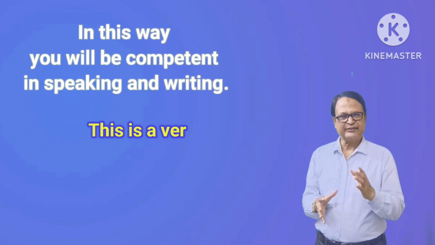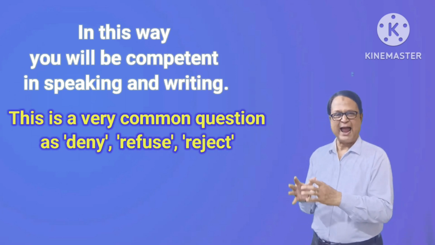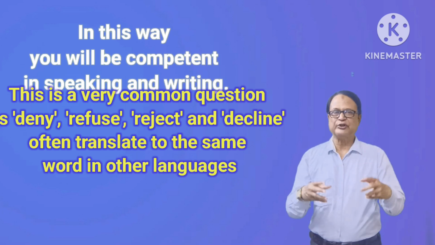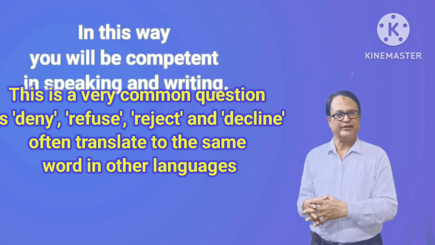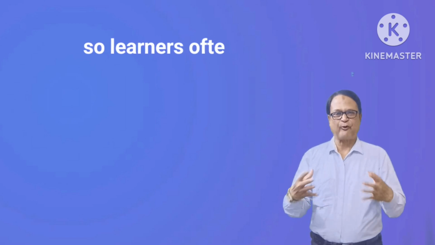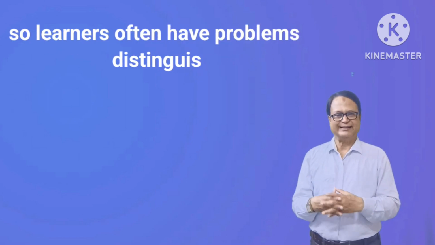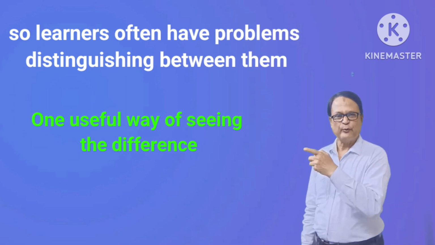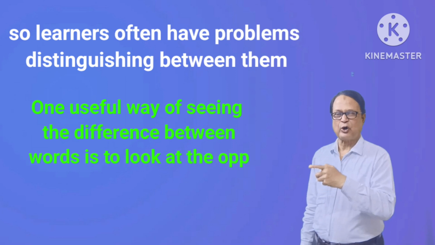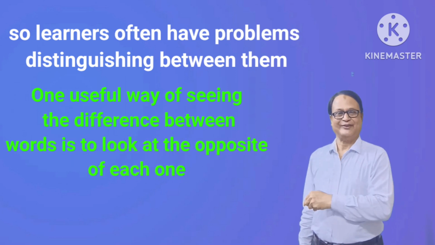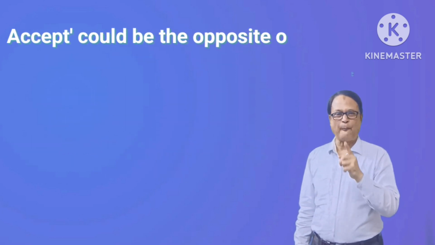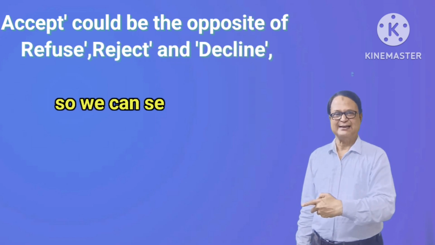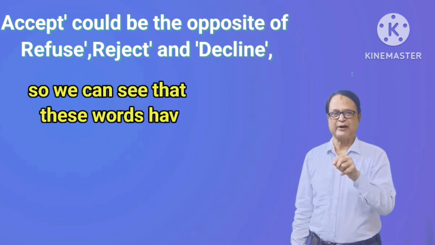Let's start. This is a very common question, as deny, refuse, reject and decline often translate to the same words in other languages. So learners often have problems distinguishing between them. One useful way of seeing the difference between words is to look at the opposite of each word. Accept could be the opposite of refuse, reject and decline. So we can see that these words have very similar meanings.